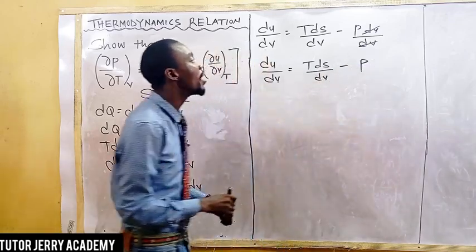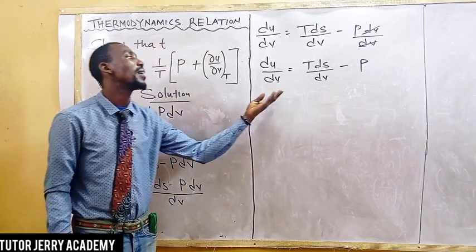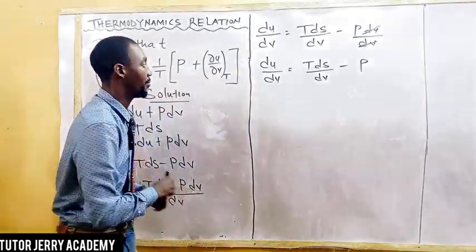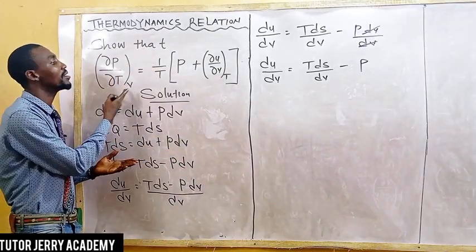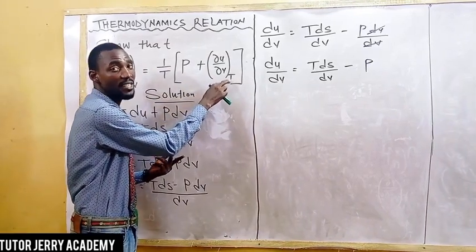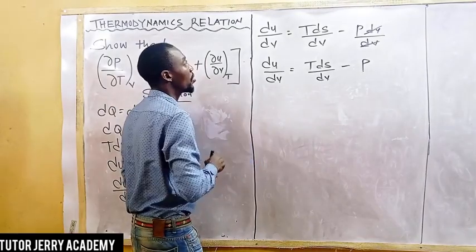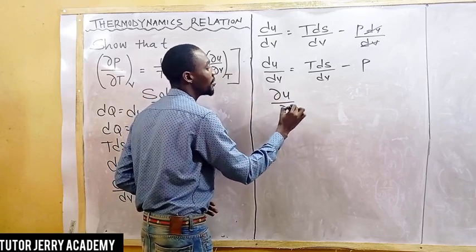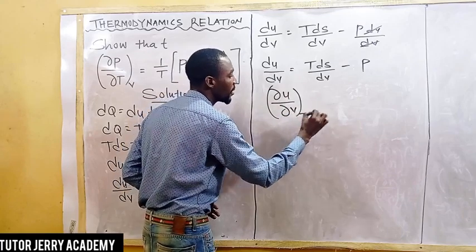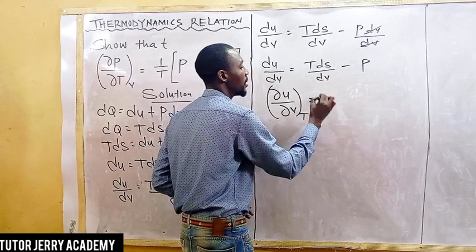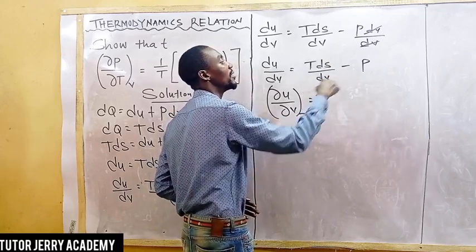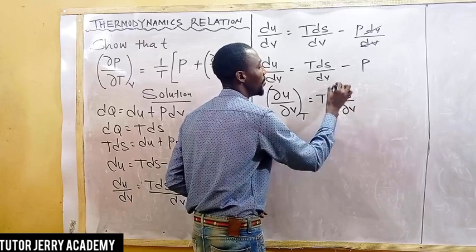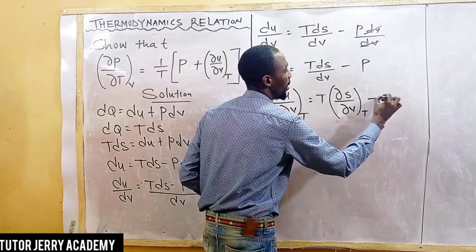Now we want to write this in the form of a partial derivative keeping t constant. How do we do this? The reason for this is that we want to get this t that is in our answer here. So I'm going to turn this to the partial derivative of u over the partial derivative of v, keeping t constant, which is going to be equal to t into, then if I turn this to a partial derivative, I'll keep my t constant as well, the partial derivative of s over the partial derivative of v, keeping t constant, minus p.